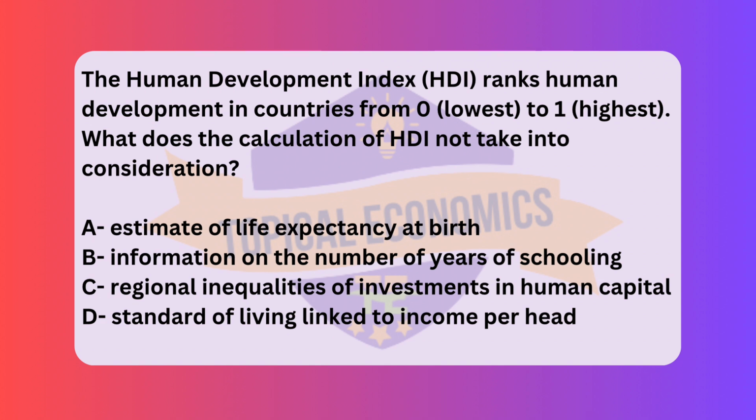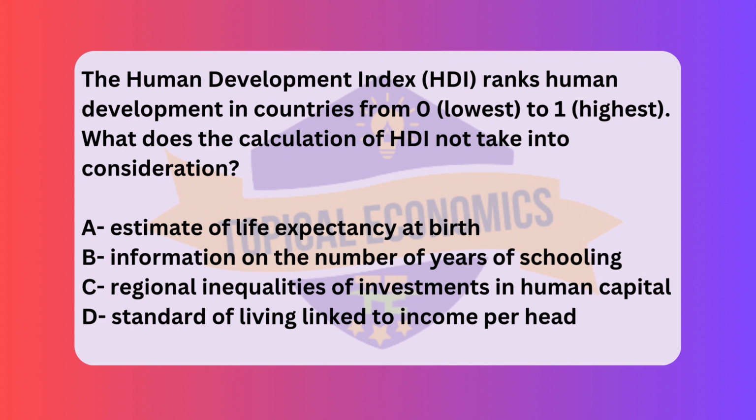These regional inequalities are not considered in the HDI calculation. Analyzing the other options. Option A. Estimate of life expectancy at birth is incorrect. Life expectancy at birth is one of the core components of the HDI. It is used to measure the health dimension, reflecting the overall longevity and health conditions in a country.